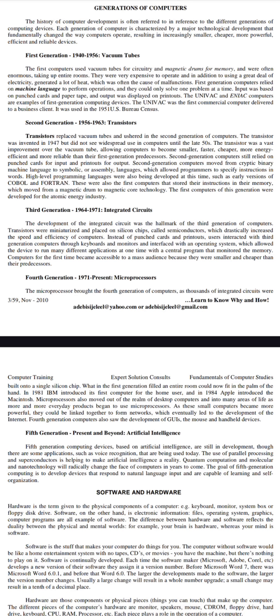The goal of fifth generation computing is to develop devices that respond to natural language input and are capable of learning and self organization.